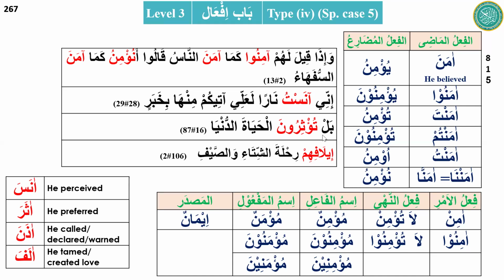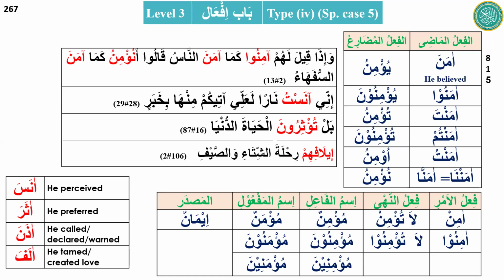Can you please take this ayah? Bal tu'thiruna al-hayata ad-dunya. Bal means rather. Tu'thiruna, you all prefer or you all will prefer. Keep going. Al-hayat means life. Ad-dunya, the world, worldly. Al-hayat ad-dunya, the worldly life. If I remove al-hayat, ad-dunya means the world. This is sifa and mawsuf: the worldly life.